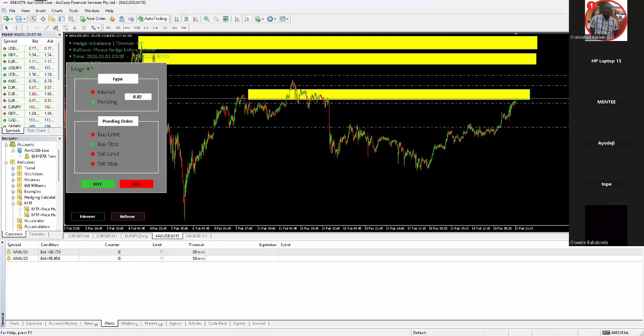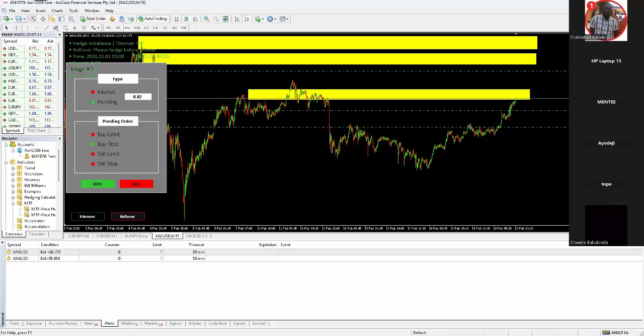I want to show us something. You see these red arrows? You see them? They will position themselves there. Immediately price walks on that area, it is going to trigger.